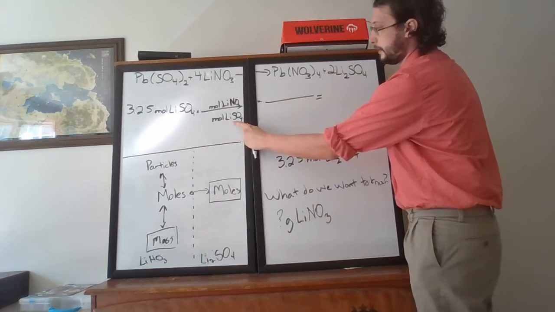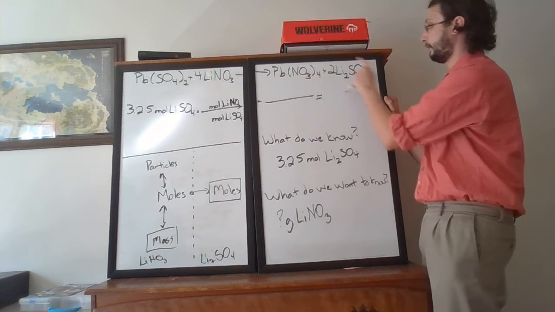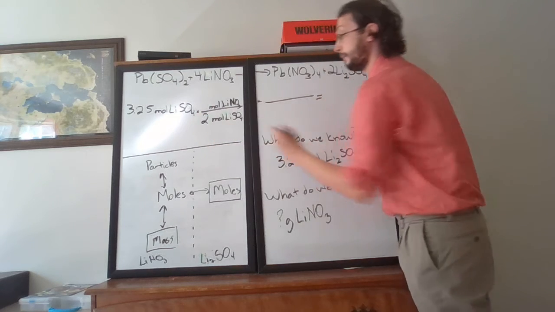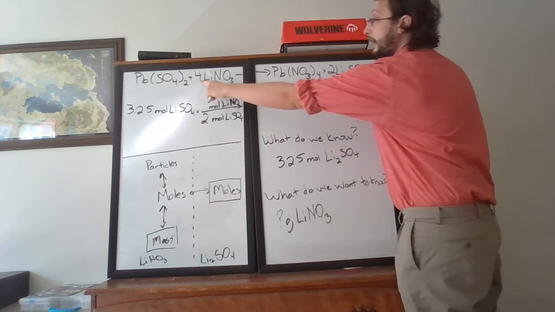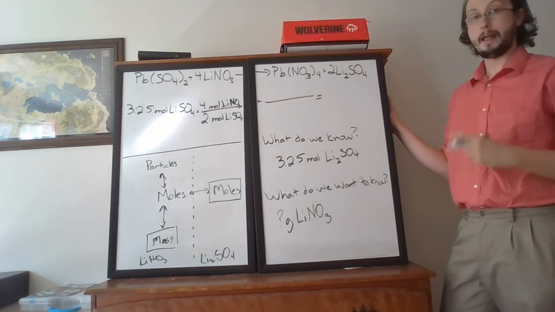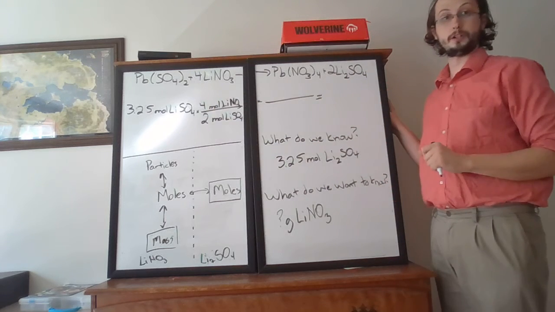So, let's start with the stuff on the bottom. We got lithium sulfate. Where's lithium sulfate up here? Oh, it's over here, and it has a 2 coefficient. So I'll put a 2 with lithium sulfate. For moles of lithium nitrate, we've got a 4 coefficient. So we'll put a 4 with moles of lithium nitrate. And that is our first conversion factor. We've got the units, and we've got the numbers. We've got both parts of the conversion factor.